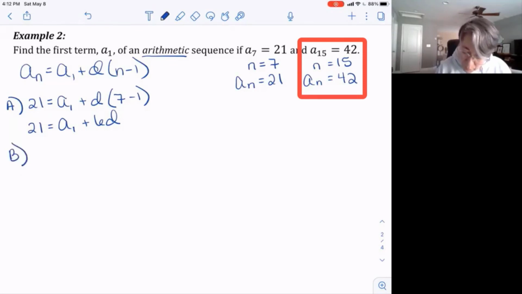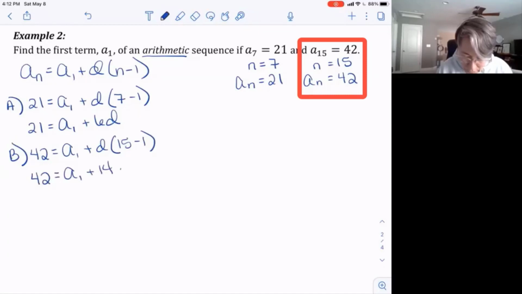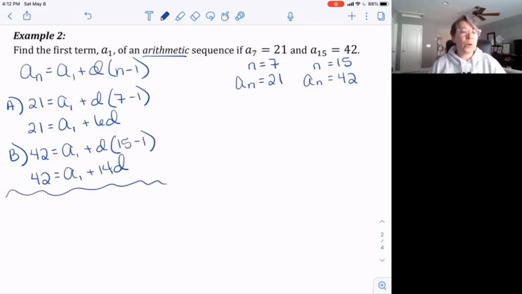So if we had an equation B, where our output is 42, we still don't know our first term, we still don't know our common difference, but our n is 15. So we have 15 minus 1. We simplify that, and we get 42 equals our first term plus 14d. Now we have 2 equations with 2 unknowns. That's why we learned system of equations before we did sequences and series. Notice everything builds. So let's solve this system of linear equations.